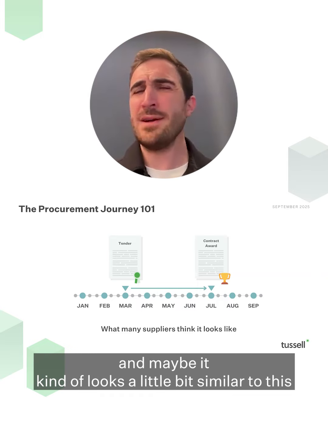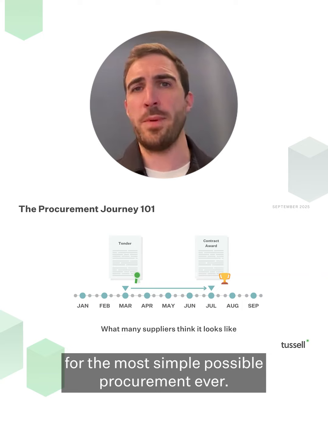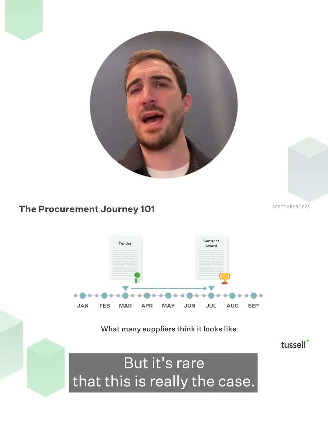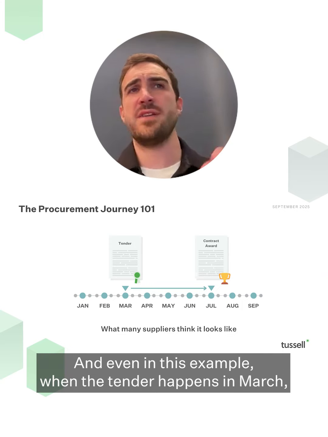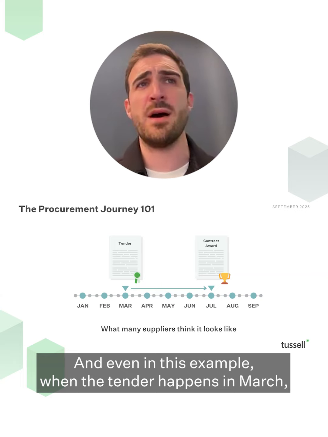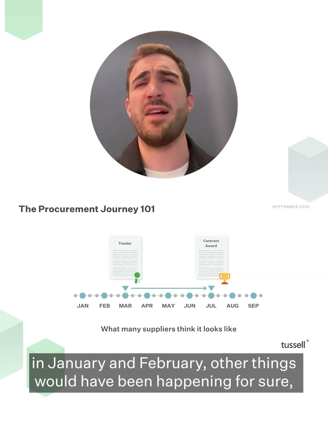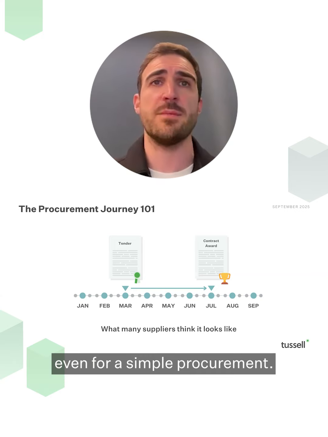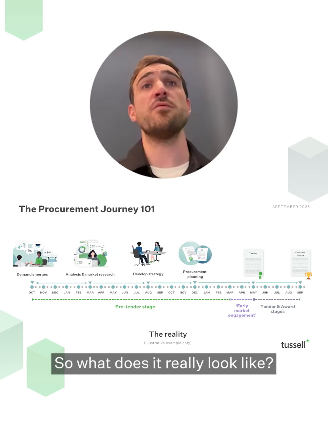And maybe it kind of looks a little bit similar to this for the most simple possible procurement ever, but it's rare that this is really the case. And even in this example, when the tender happens in March, in January and February, other things would have been happening for sure, even for a simple procurement. So, what does it really look like?